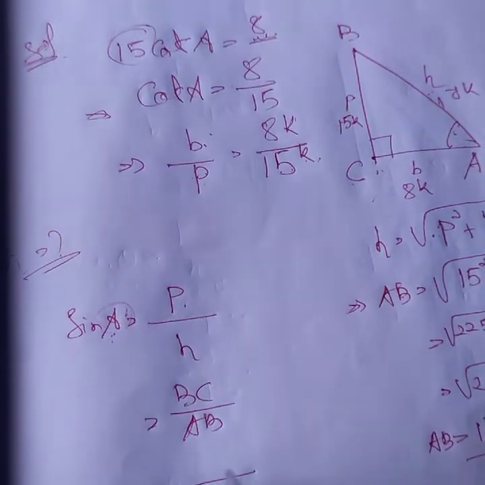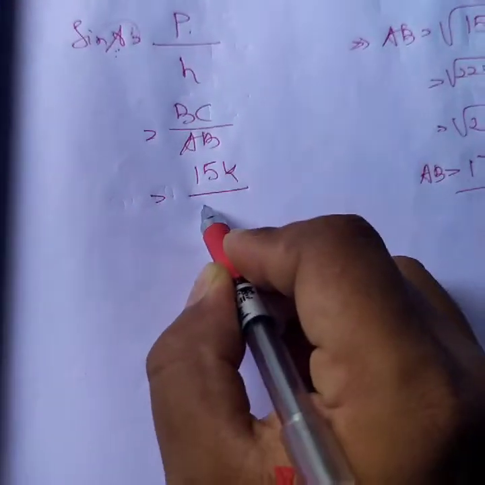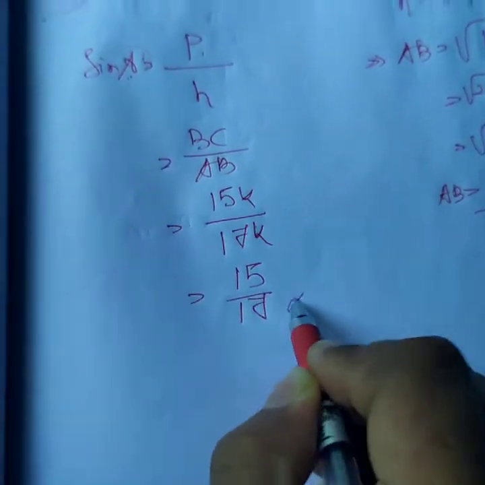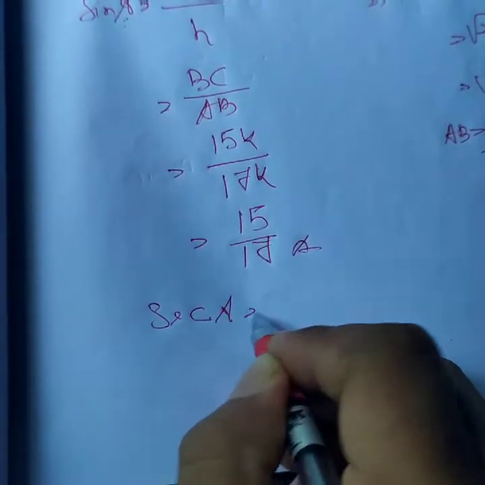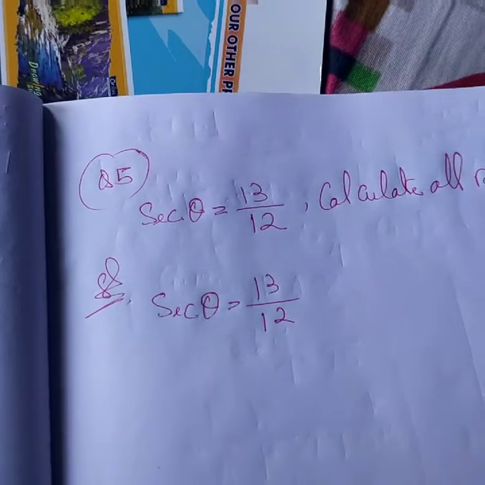So what is BC? It is 15k. Then what is the hypotenuse? It is 17k. Just cancel them, the k and k. That is it. And then sec A you can find by yourself. Write the formula of sec A, put the value, you will get the answer. Question number 5. What is given here?